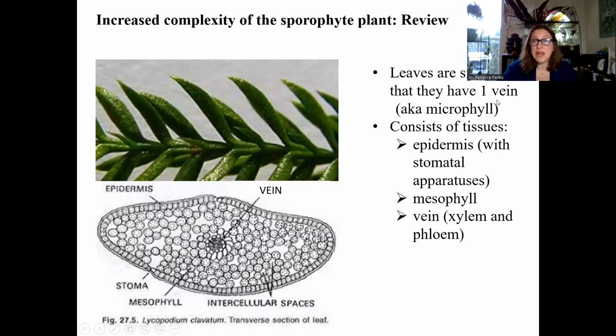Yeah, so microphylls, those are the very first leaves. They are super simple. They have one vein only, and they have the tissues that we're used to in leaves, which is that epidermis, the mesophyll layer, which is where photosynthesis occurs, and then xylem and phloem in the veins, right? This is the type of leaves that Lycopodium and Selaginella have.